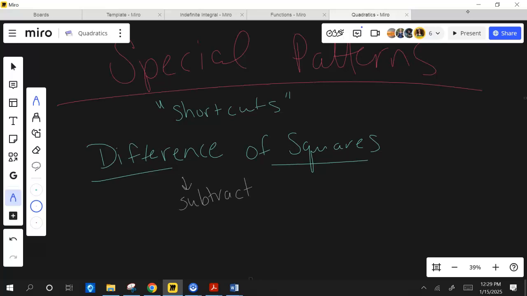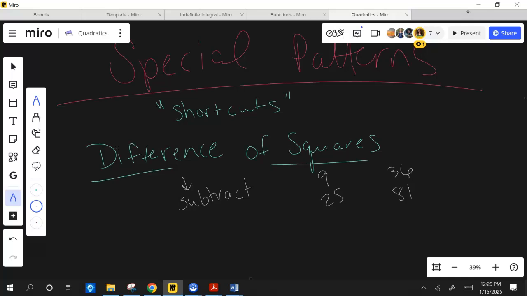What is a square, and not the geometrical kind? Something times itself, right? So give me some examples of perfect squares. 9. 25. What else? 36. What else? 81.